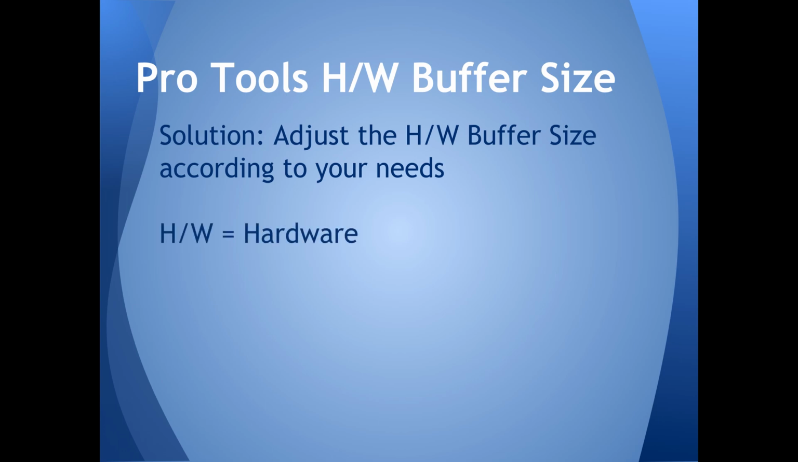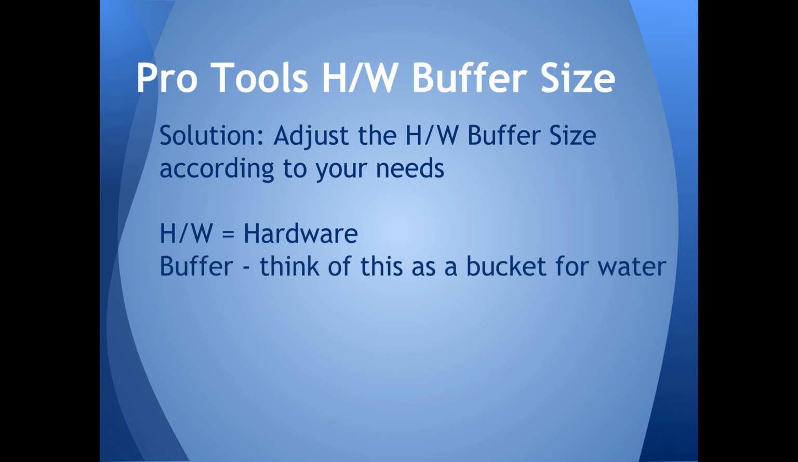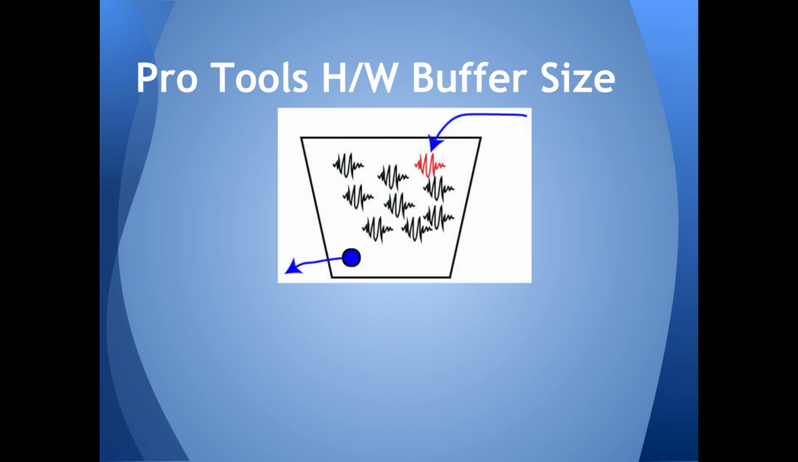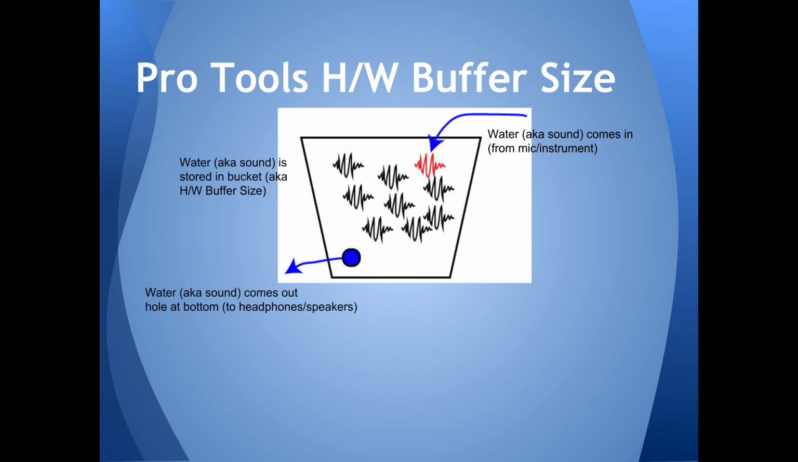So HW means hardware, and buffer. Buffer, think of it as a bucket of water. Here you have a bucket of water, and in this case, it's a bucket of sound. Sound comes in at the top, and sound comes out at the bottom. What comes out is through your headphones or speakers, whatever you have. What's coming in is through the microphone.